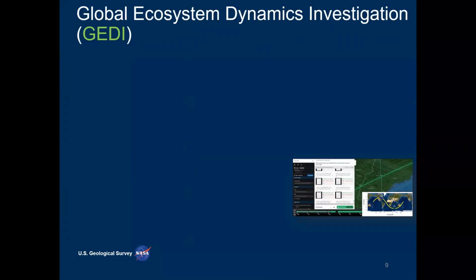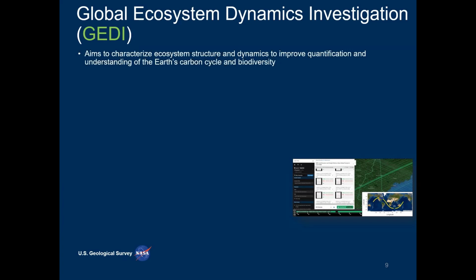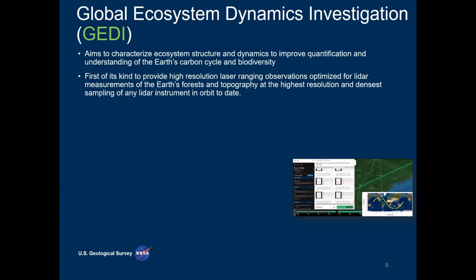Next is the Global Ecosystem Dynamics Investigation, or GEDI. GEDI is a venture class mission attached to the International Space Station, or the ISS. GEDI is a full waveform LiDAR sampling mission that aims to characterize ecosystem structure and dynamics to improve quantification and understanding of the Earth's carbon cycle and biodiversity. GEDI precisely measures things like canopy cover, canopy vertical structure, and surface elevation. And GEDI is really the first of its kind to provide high-resolution, laser-ranging observations that are optimized for LiDAR measurements of the Earth's forests and topography at the highest resolution and densest sampling of any LiDAR instrument in orbit to date.